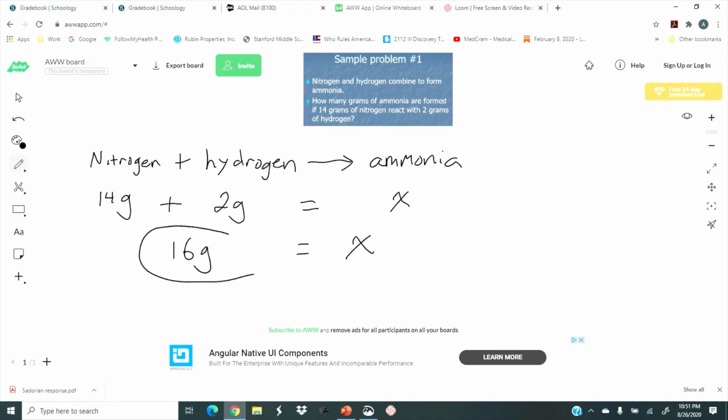And so here you go. There's your answer. 16 grams of ammonia is what we're going to make. Okay, it was that simple. You can only do these problems if only one of the substances in your equation is unknown. Actually, later on, second semester, as long as you know one of these, you can figure out everything else, but that's kind of further down the line. So let's do a second problem.